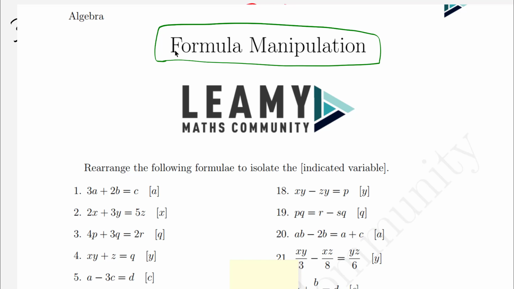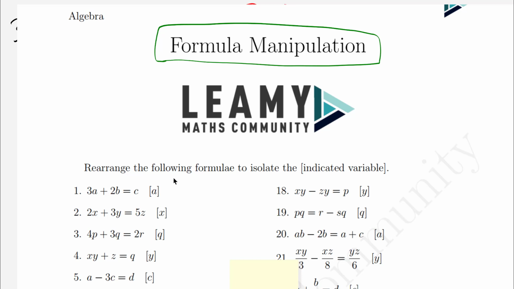Let's look at some formula manipulation. So you can see we have a bunch of formulas here. And what we need to do is manipulate the formula. This means you just want to rearrange the formula to get a specific letter on its own. So for example, the first one here, 3a plus 2b equals c. We need to manipulate this to get the letter a on its own.